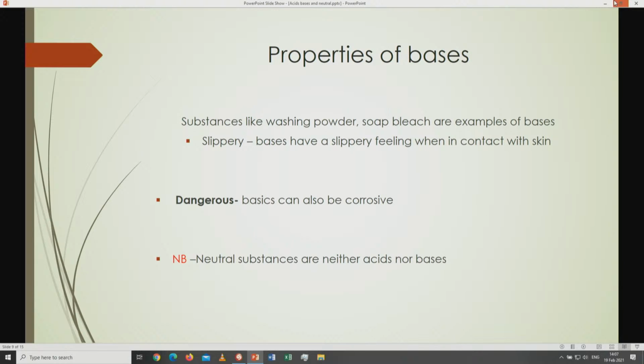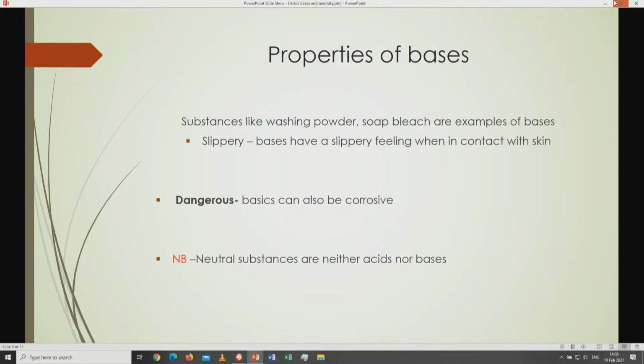Properties of the bases. Substances like washing powder, soap, bleach are examples of bases. How do you identify if a substance is a base? They are always slippery. Bases have a slippery feeling when in contact with the skin. For example, a washing soap.